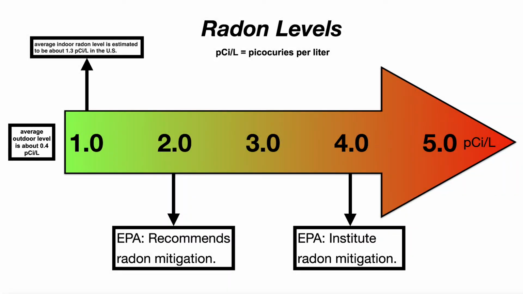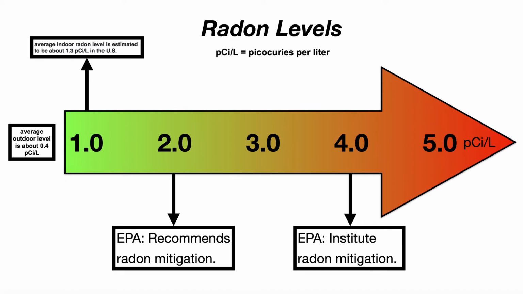So if we take a look at this radon level chart, if you will, pCi/L equals picocuries per liter. So on the low end of the scale here over on the left side, average outdoor level is about 0.4 picocuries per liter. The average indoor radon level is estimated to be about 1.3 picocuries per liter.